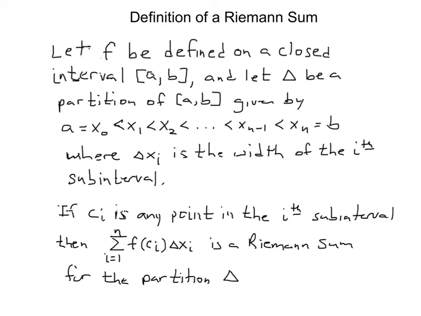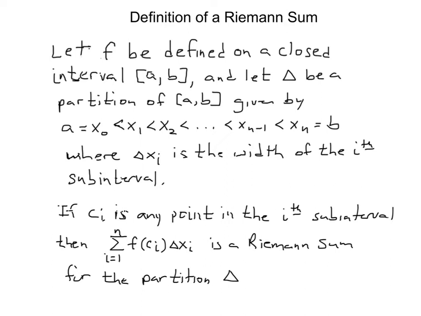And what we're going to look at here is the definition of a Riemann sum. So we're going to let f of x be defined on a closed interval from a to b. So that is the interval from a to b. And we're going to let this capital delta be a partition of that interval from a to b. Now what that means is we're going to break up the interval from a to b into pieces.